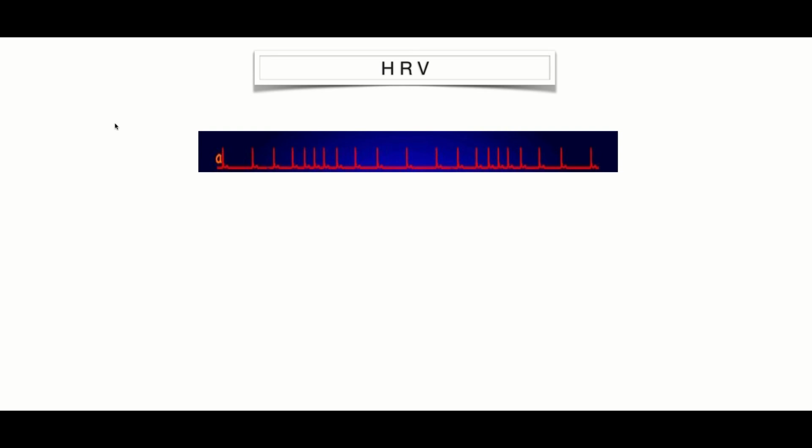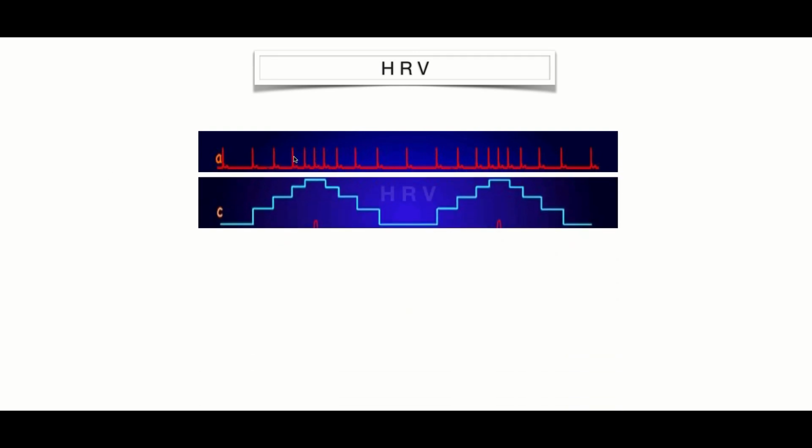Okay, so let's talk a little bit about HRV. So let's take these examples of blood pulses, okay? And then we can display them in a different kind of way. If we take the time between two different pulses, we can draw a different kind of graph, which will be called heart rate variation. And we would get some steps going up, going down, going up, going down. So just measuring the time or the distance between the two pulses.